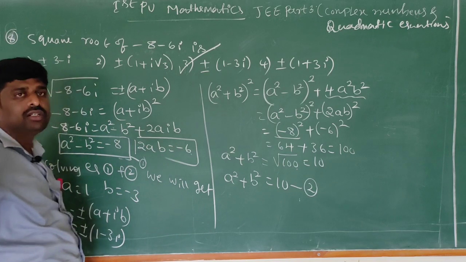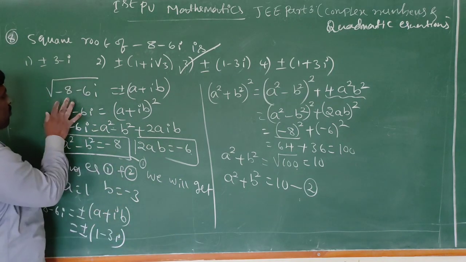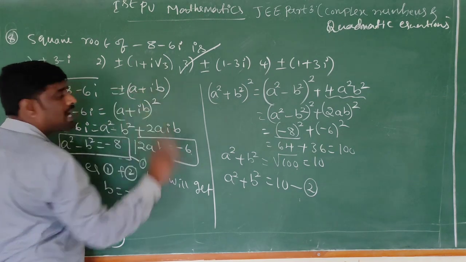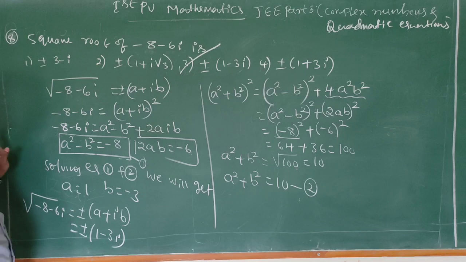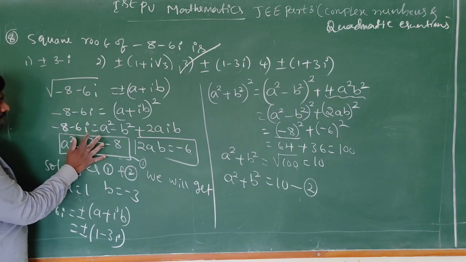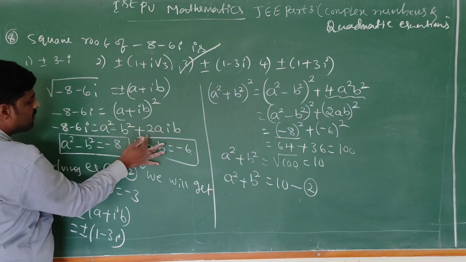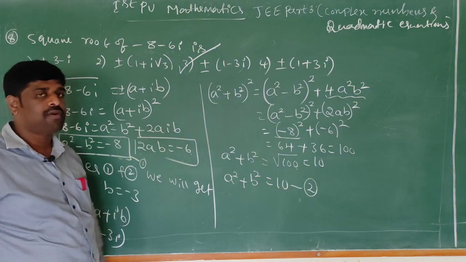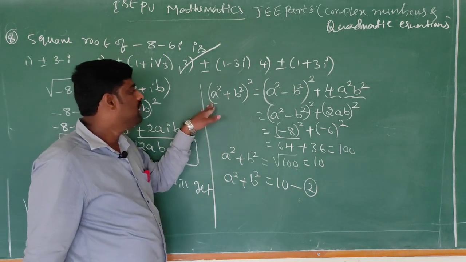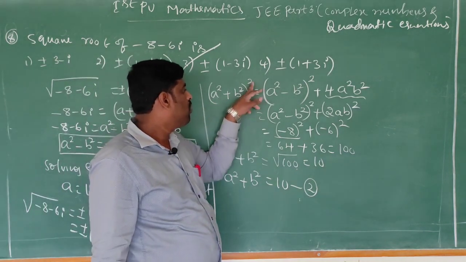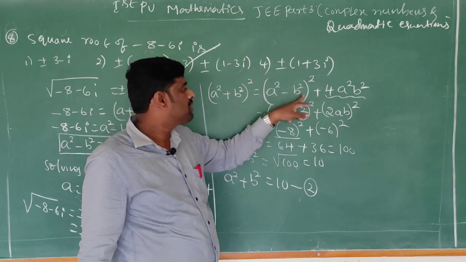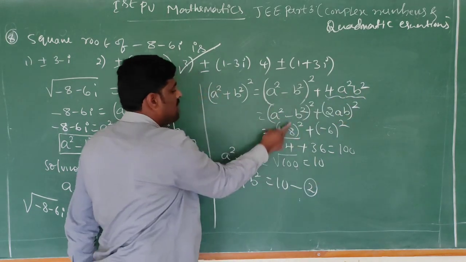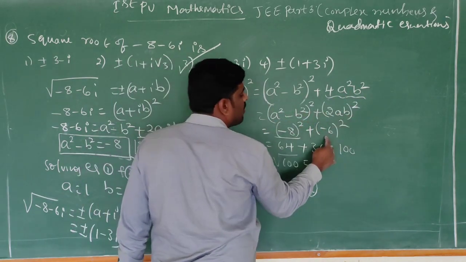Okay, they will give any question, so this is a procedure. Square root of minus 8 minus 6i is equal to plus or minus a plus ib. Squaring on both sides, minus 8 minus 6i equals a square minus b square plus 2aib. Separating the real part and imaginary part, we have one formula: a square plus b square whole square equals a square minus b square whole square plus 4a square b square. This value is minus 8, this value is minus 6.